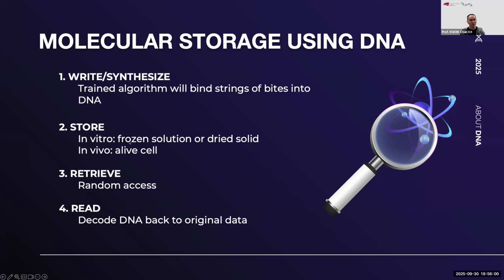In vitro, it could be a frozen solution or dry solid. In vivo, it could be a live cell. And then you can retrieve the data. It's random access. And once you retrieve the data, you can read it, then decode DNA back to the original data. So in theory, you can use DNA to store information.